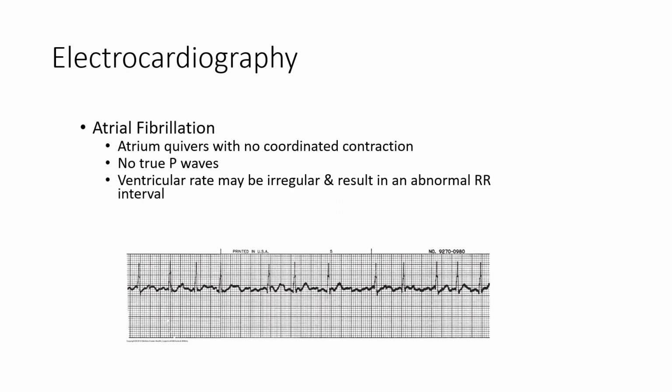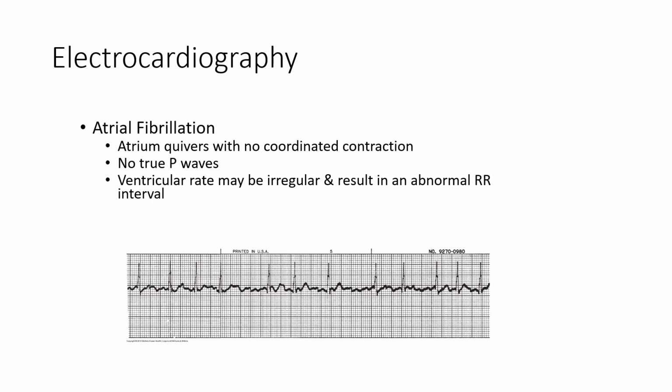Atrial fibrillation, the atria will quiver. It's almost like a spasm in the atrium. It doesn't have a coordinated contraction. When this happens, there are no true P waves. The ventricular rate may be irregular and result in an abnormal R to R interval.